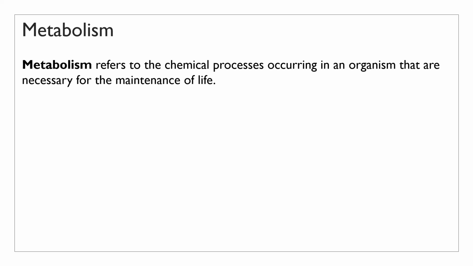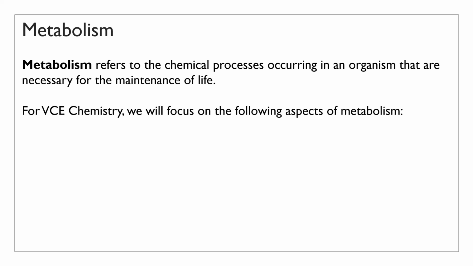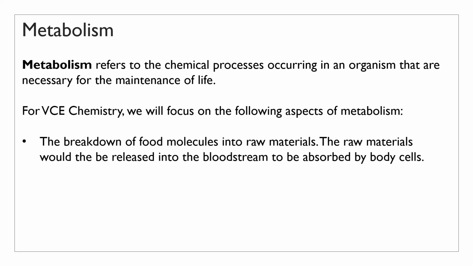There are three main types of chemical processes. We are only looking at two in VCE chemistry. The first one is the breakdown of food molecules into raw materials. So these are the catabolic reactions that I'm sure you've heard of in biology or health science. Breaking down of materials, catabolic, and the raw materials, once broken down, will be released into the bloodstream to be absorbed by body cells.